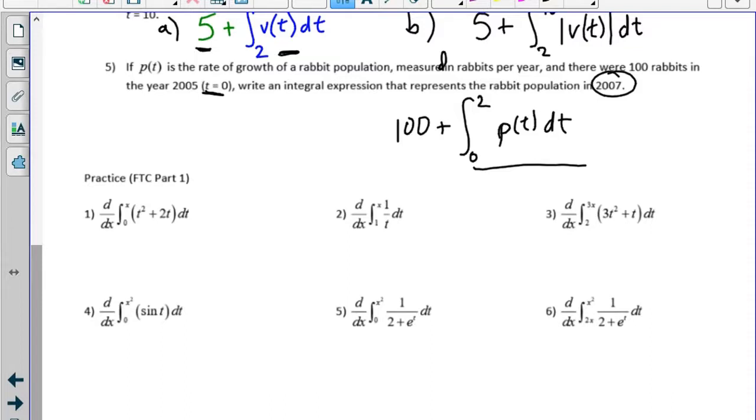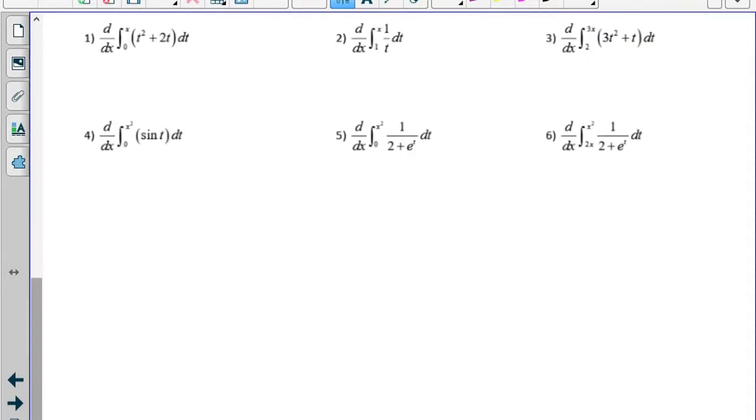Practice for the fundamental theorem of calculus part 1. Just going to crank these out and see how we do. Derivative of the integral is the original function with a chain rule, but we don't have a chain rule in number 1, so it's just x squared plus 2x. Well, we technically do have the chain rule, but the derivative of x is 1. Same thing in number 2, so this is 1 over x.